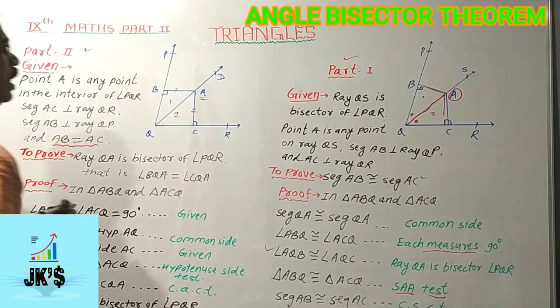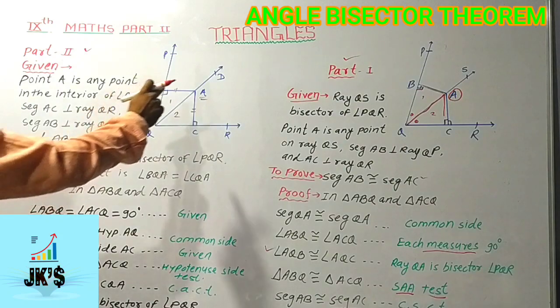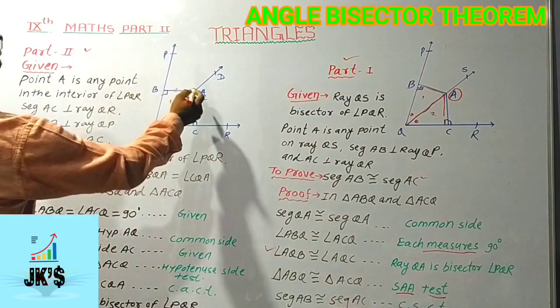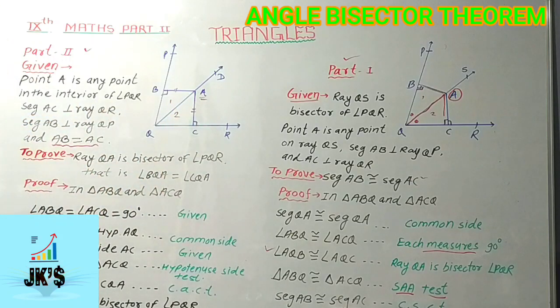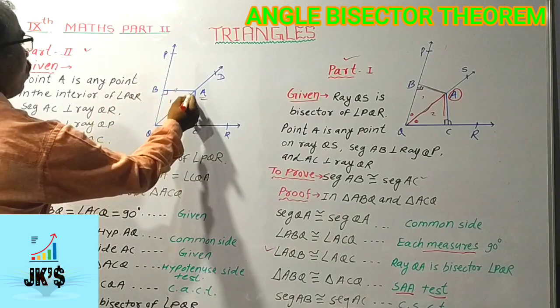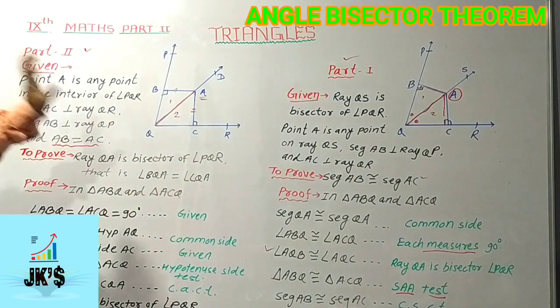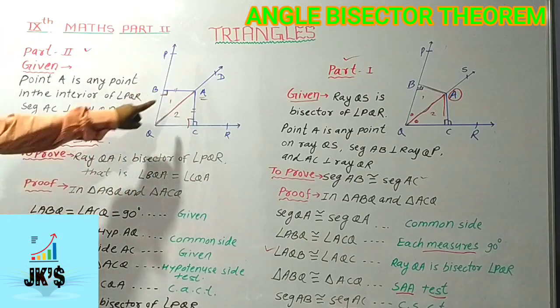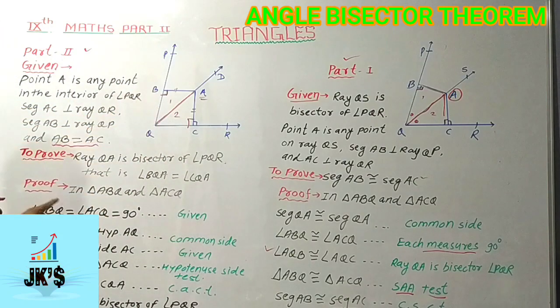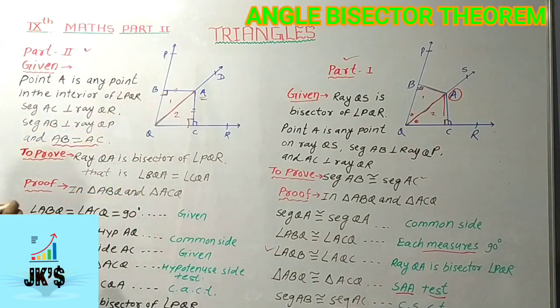Hence in triangle ABQ and in triangle ACQ, AB perpendicular to QR means angle ABQ and angle ACQ both are 90 degrees, hence they are congruent. Now QA is a common side, that is the hypotenuse, because this is a right angle and this is also a right angle. Hence hypotenuse AQ is congruent to hypotenuse AQ, the common side.